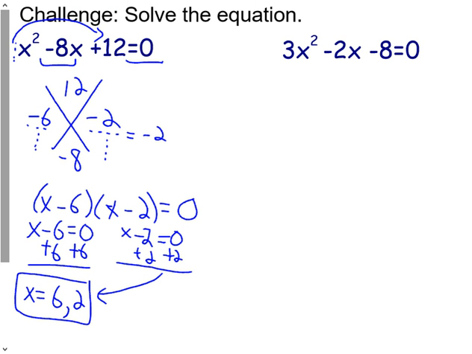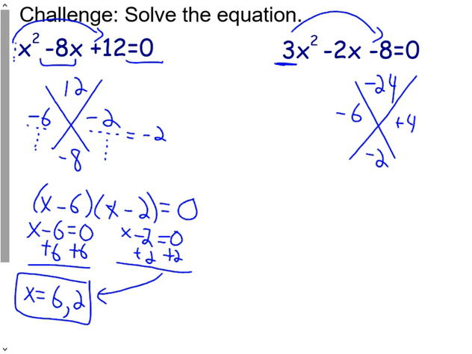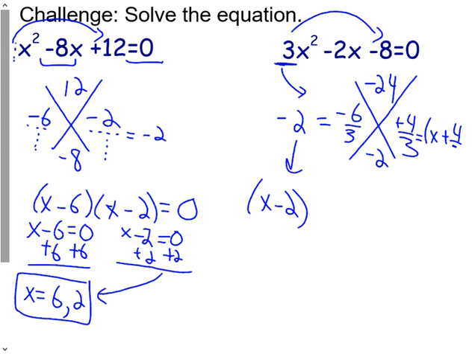So, one more. 3 times minus 8 is minus 24. Add to equal minus 2. Our numbers are going to be minus 6 plus 4. And this time we do have a 3 in front, an a value. So we're bringing that over. Negative 6 divided by 3 is minus 2. So x minus 2 is one of our parentheses. x plus 4/3, not so much. And so we're going to do the divide, slide divide bottoms up. And this is where the bottom, the denominator, comes up, and we'll get 3x plus 4. And then this whole thing equals 0.